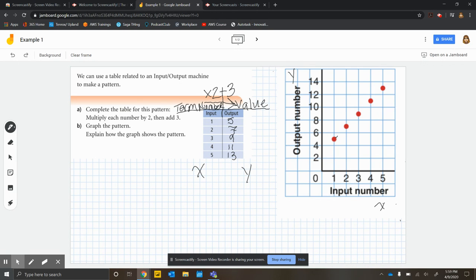Moving 1 to the right is the same as adding 1 to your input. Moving 2 units up is the same as adding 2 to your output number.